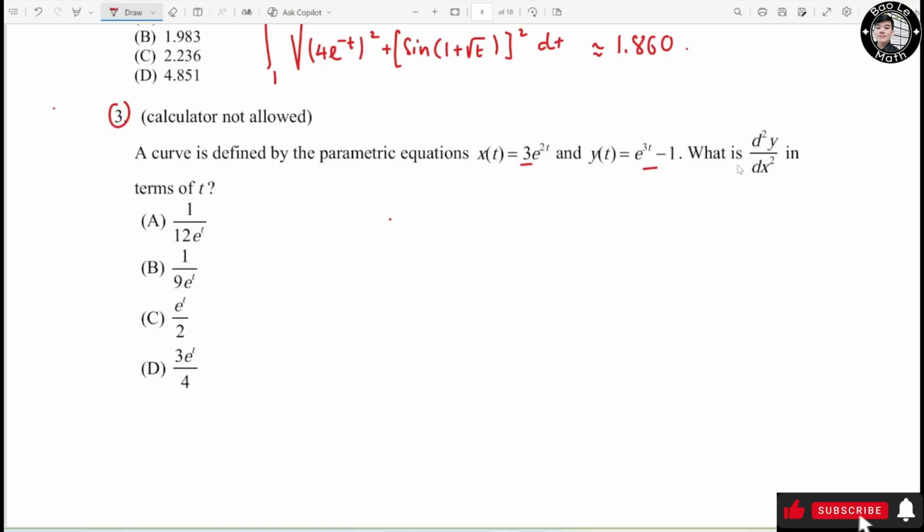Now question 3. A curve is defined by the parametric equation x of t equals this, y of t equals this. What is the second derivative in terms of t? We have dy over dx equals dy over dt divided by dx over dt, right?